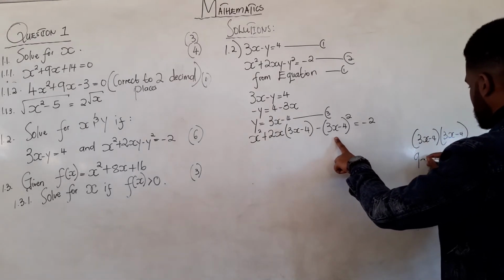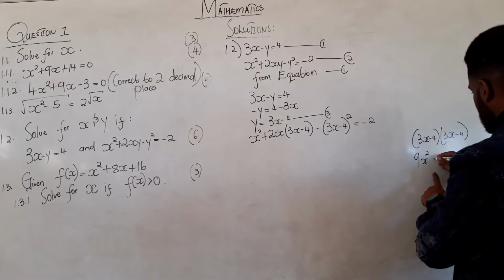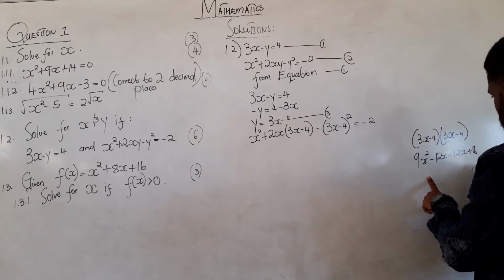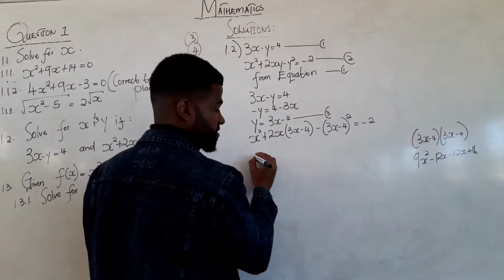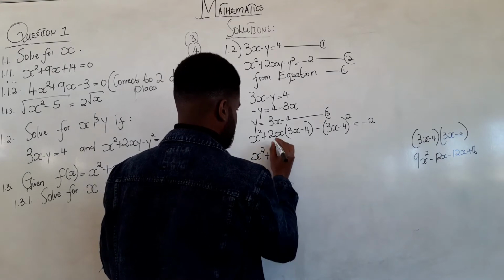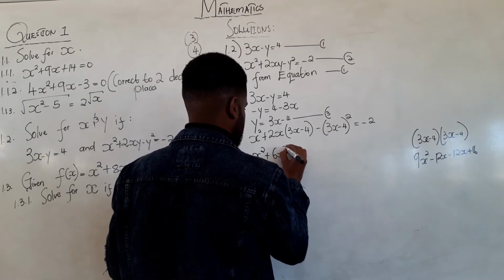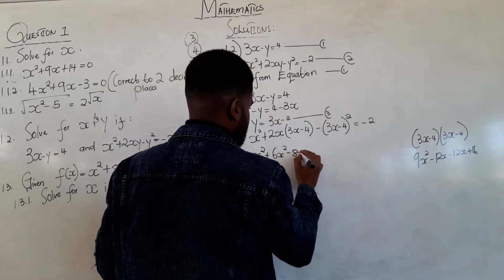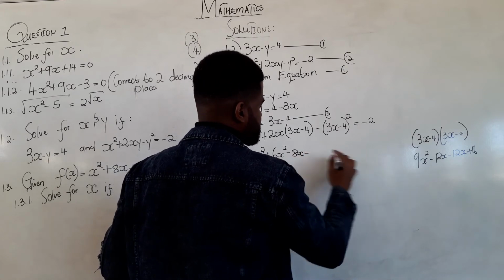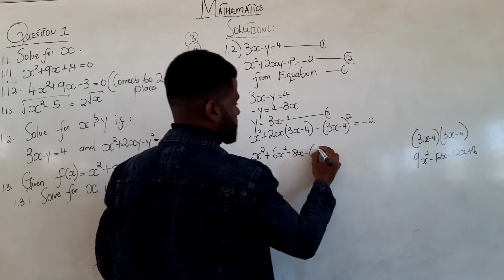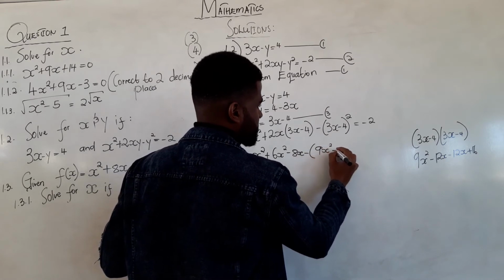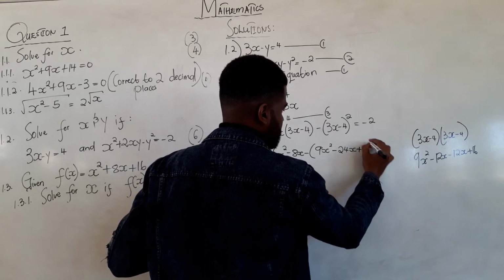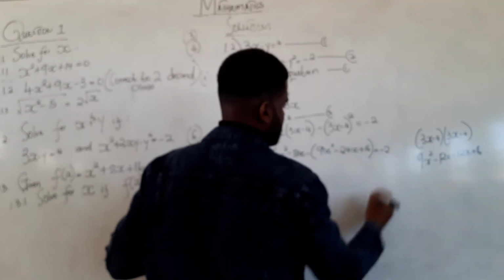This times this is 9x squared. This one times this one is negative 12x, minus 12x, plus 16. Therefore, this is going to be x squared plus 3x times 3x, which is equal to 6x squared. And this 2x times negative 4 is negative 8x, minus this product, which is going to be 9x squared minus 24x plus 16, is equal to negative 2.